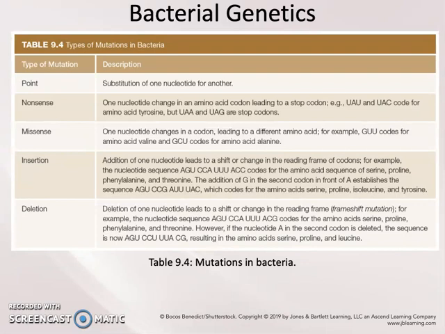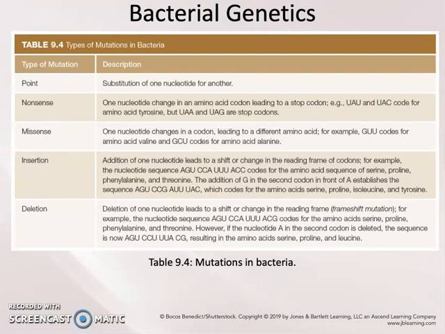Other things that can cause mutations are environmental factors, like UV radiation, or chemicals, like asbestos, cigarette smoke, alcohol, and still others like pathogens such as HPV, the human papillomavirus, or hepatitis viruses.